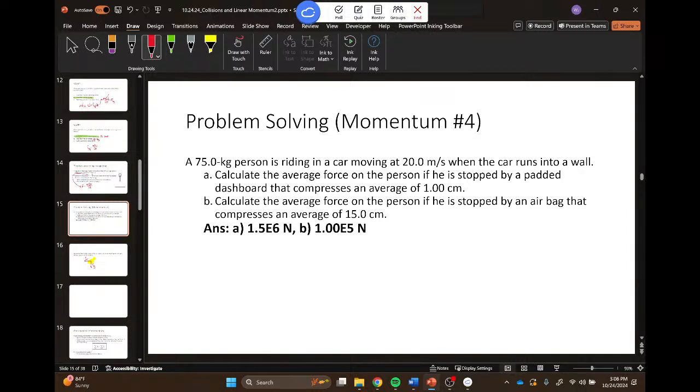But I do also want to say, with the caveat, that the whole point of this is just to show how much of a difference the answers are in order of magnitude. Even the second answer is so large that it's not healthy. The airbag force is also not healthy, and that's because we're assuming this is the only thing stopping them, that they're getting stopped over this compression, and that's not the reality. The car is also crumpling. There's a lot of things going on here.